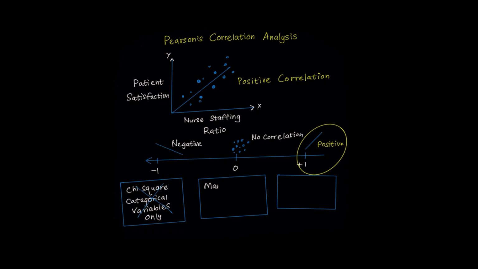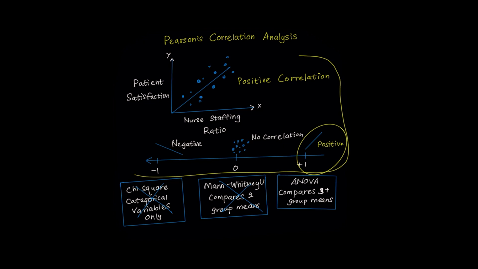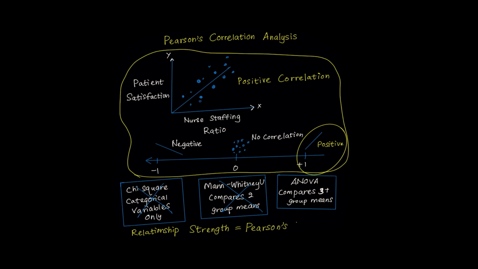Chi-square is completely wrong because it tests associations between categorical variables like insurance type and readmission, not linear relationships between numerical scores. Mann-Whitney U compares means between two groups. It doesn't measure correlation. ANOVA compares means among three or more groups, again not about measuring the strength of a linear relationship between two continuous variables.